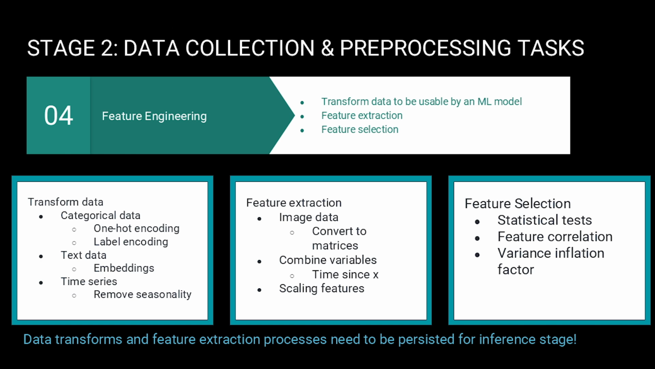Feature extraction is taking existing data and pulling out useful features from it. For example, we may have raw image data that we convert to numerical matrices. Another example of feature extraction is combining variables, creating time since X features. For feature selection, we want to make sure we're using statistical tests, like feature correlation and variance inflation factor, to make sure that our features are legitimate and will provide meaningful value to our model.